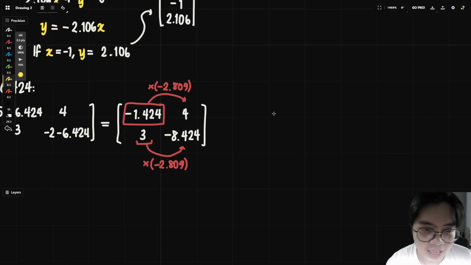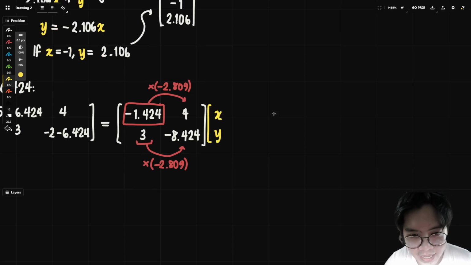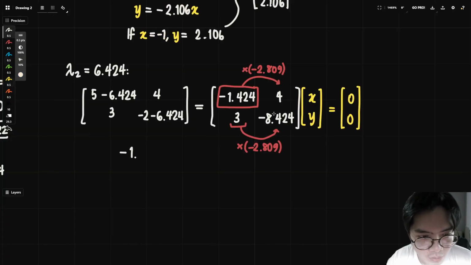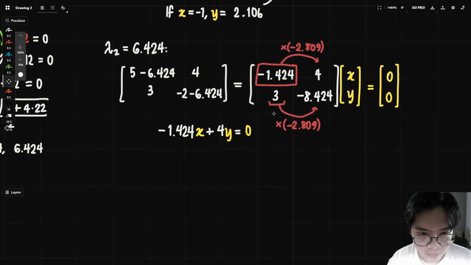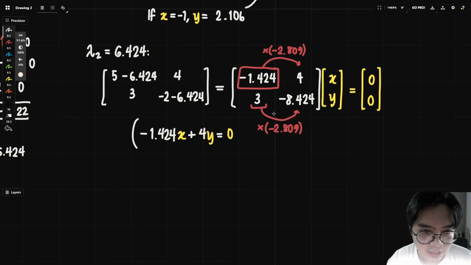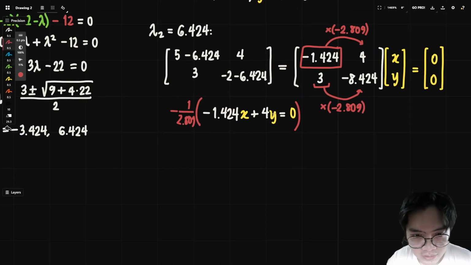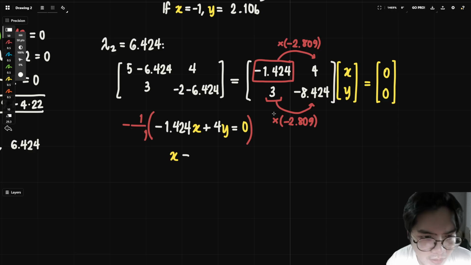Again, we can imagine here x and y, and here 0 and 0. So negative 1.424 times x plus 4y is equal to 0. Then let's divide everything by negative 2.809. You will get x minus, actually, 2.809 still.